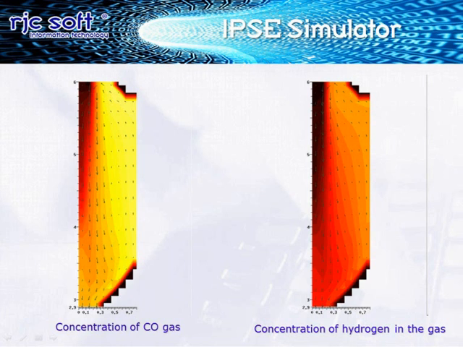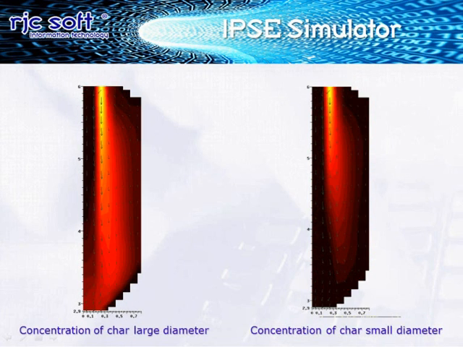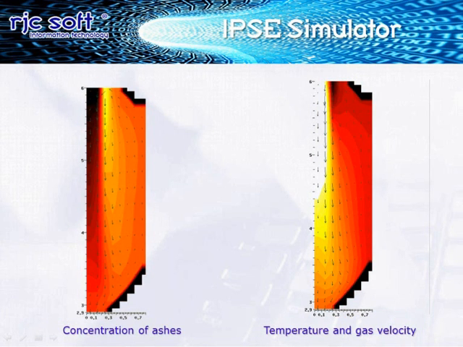The following two figures show the distributions of concentration of solid particles of char, respectively for the particles of initial diameter lower and upper. It occurs that fine particles with lesser initial diameter are completely consumed, while particles with a greater initial diameter react only partially. In the last two figures we show the distribution of ash concentrations on the left and the field of temperature and gas velocity on the right in the usual vertical section.